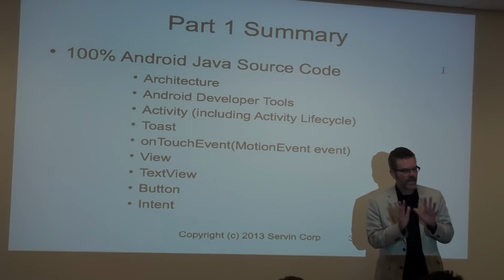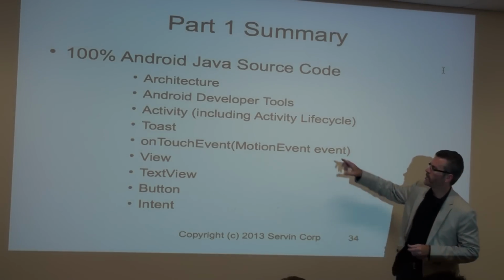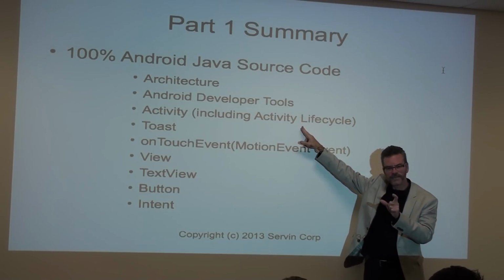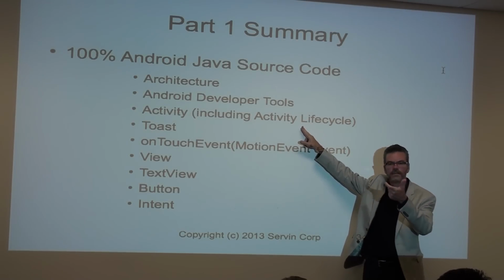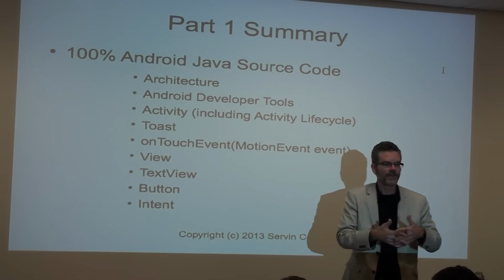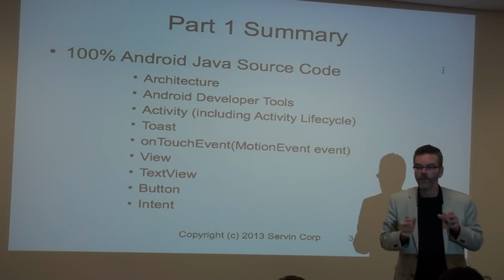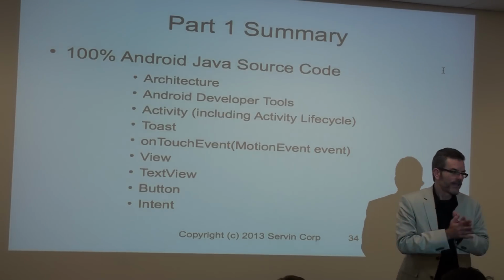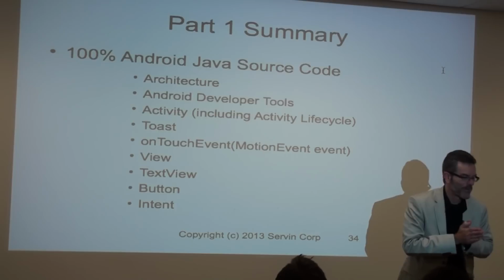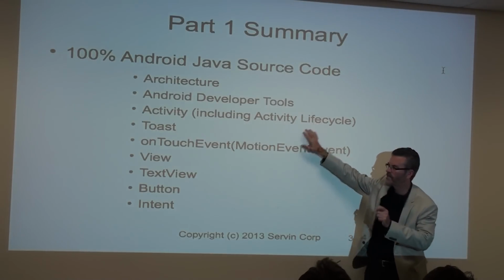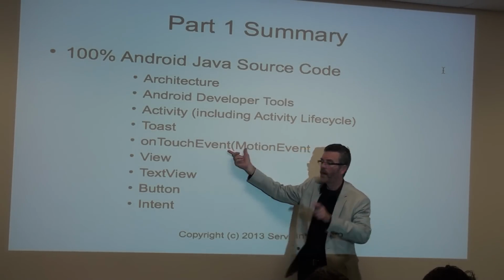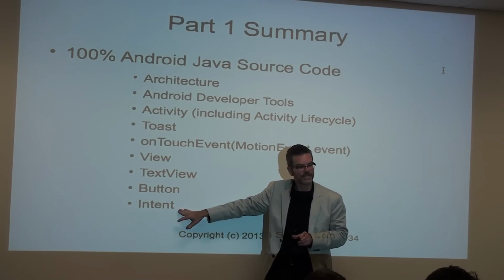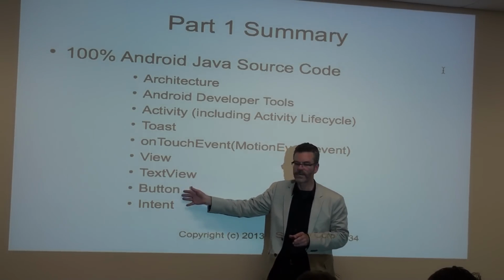We did nothing but write Android code, the Android Java. You saw the architecture, the developer tool in action. You saw what an activity is. That's one of the key things, right? Believe me, if you start the interview and you ask the Android developer, what is an activity? And they go, you know, that's probably not the right person for the job. So activity is one of the key ones. The toast is important. Handling touch events, the view, the text view, the button, and the intent. You saw all these live and in action.